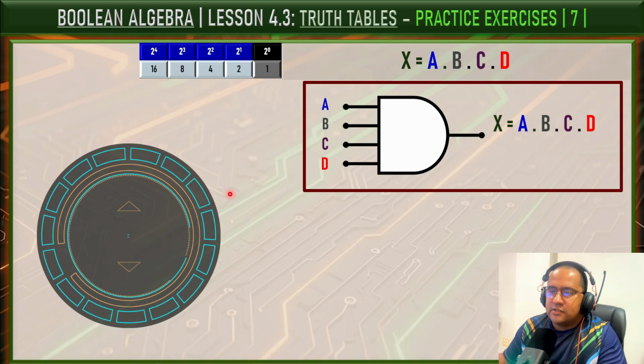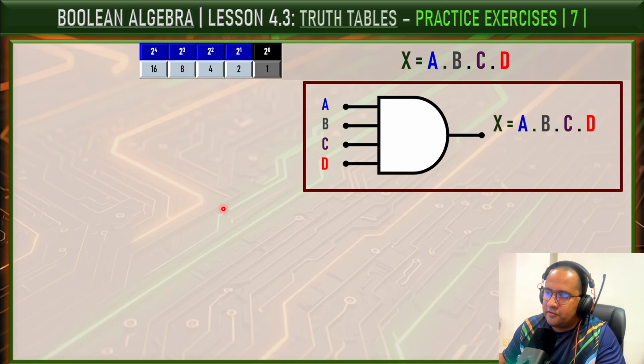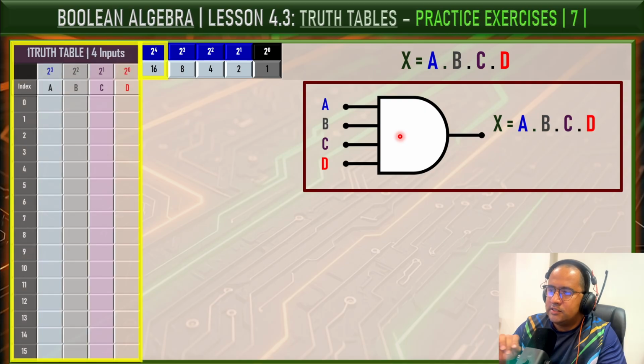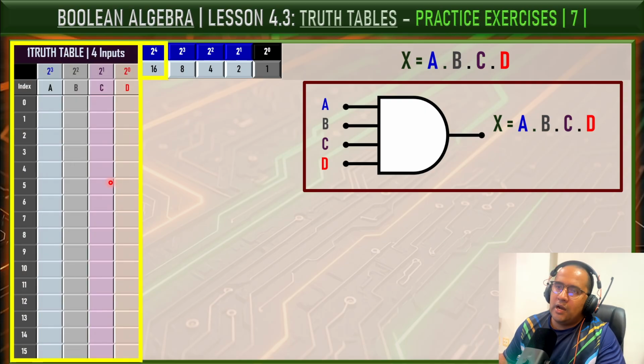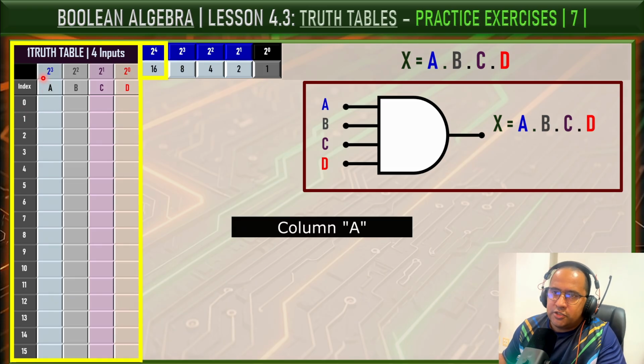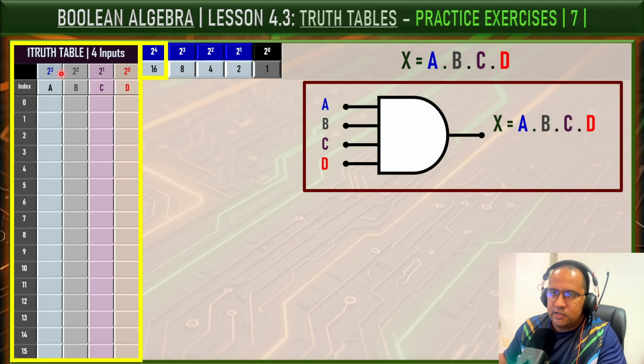Okay, as always, the first step is to identify the number of input variables. Here we have 4 input variables, A, B, C, and D. Since the function contains 4 input variables, the truth table must contain 16 input combinations. Now, let's begin filling the input columns. The column A has a weight 2 to the power of 3, which means its value changes every 8 rows. Therefore, we obtain 8 zeros followed by 8 ones.